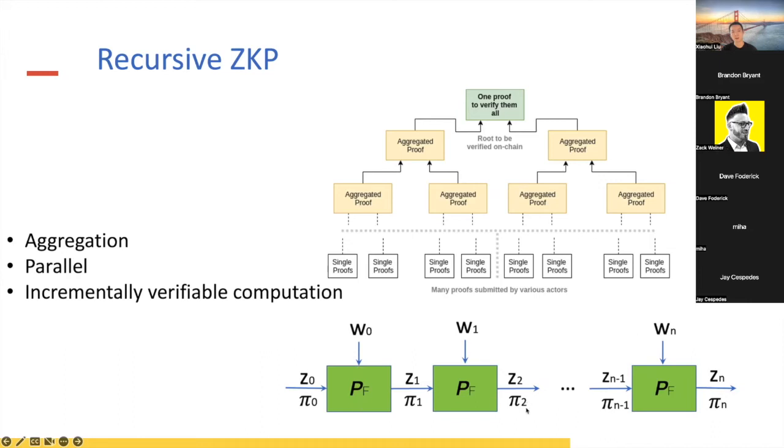So here, pi n not only validates pi n minus 1, but it also verifies something else. It can be saying, hey, this block is actually chained to this block. Does this make sense?